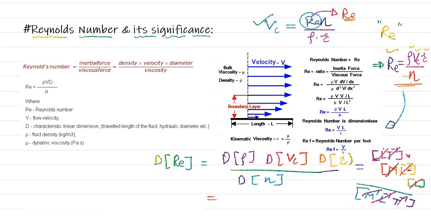Therefore the dimensions of this Reynolds number can be written as 0 in mass, 0 in length, and 0 in time. So basically it is a dimensionless quantity. Okay, it is a dimensionless quantity, right?